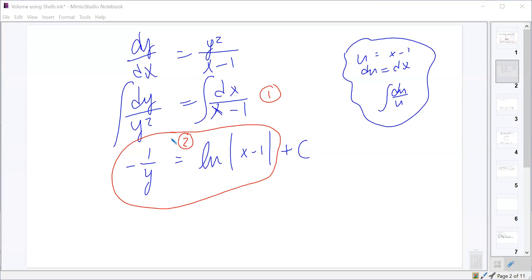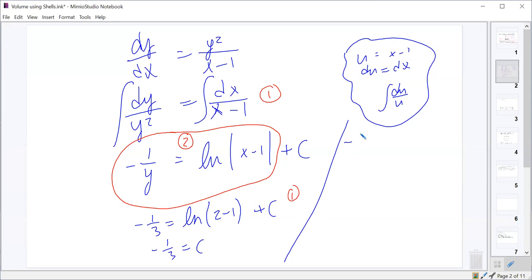But they did give you a point if you made an attempt to solve for c. So if you plugged in your initial condition, which was 2, 3, is that right? 2, 3. If you did this, they gave you a 4th point. So there you go, point number 4. And your constant ends up being negative 1/3, right? Because the natural log of 1 is 0. And so we then have negative 1 over y equals natural log absolute value x minus 1 minus 1/3.